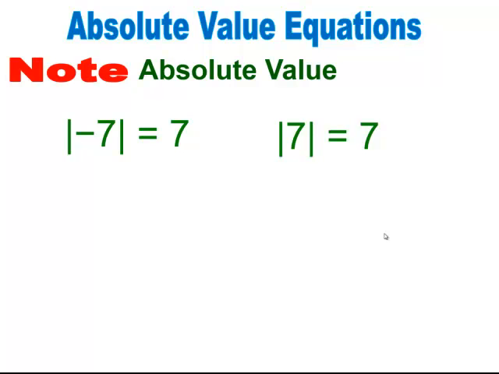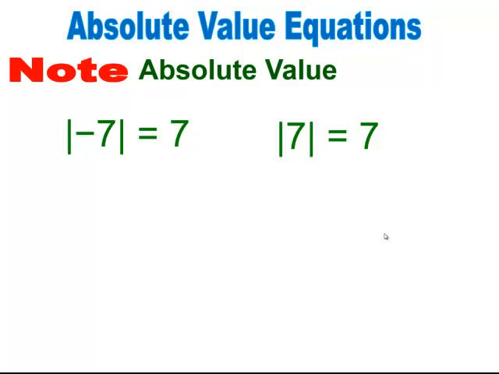Working with absolute value equations. So a key note here is when we take the absolute value of a negative number, it comes out as a positive. So when I have the absolute value of a negative 7, it's going to equal positive 7. And the absolute value of a positive number comes out as a positive number. So the absolute value of 7 equals 7.